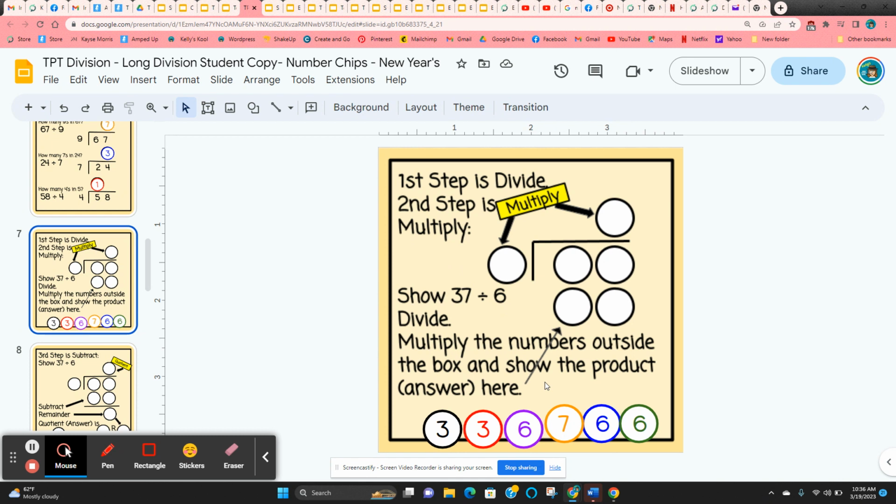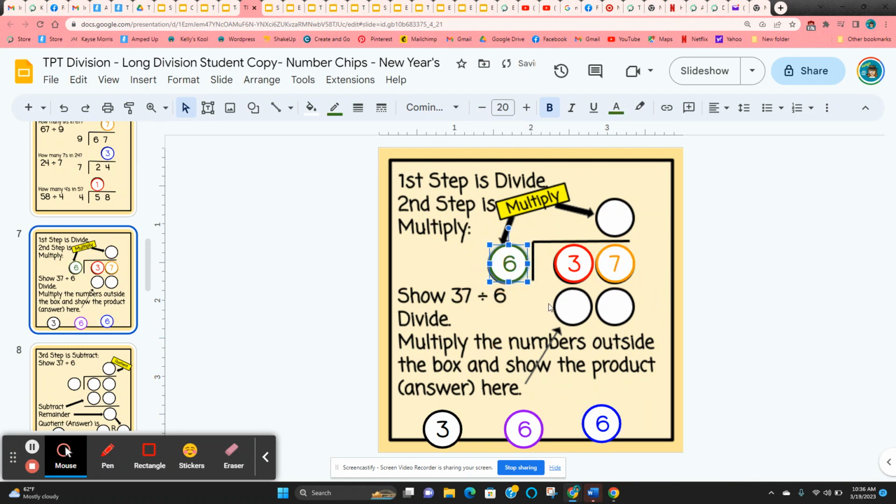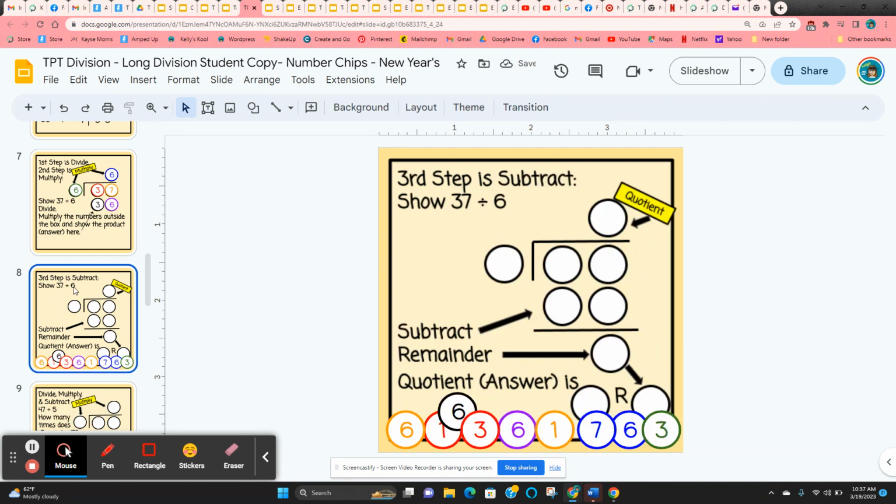So 37 divided by 6, they're going to move. They know where the numbers go now. And the first step is divide. 6 goes into 37 6 times. And now the second step is multiply. So they're going to be multiplying the numbers on the outside. 6 times 6 is 36. So that's just the first 2 steps in long division. Divide, multiply. They're going to continue that same problem on the next slide.